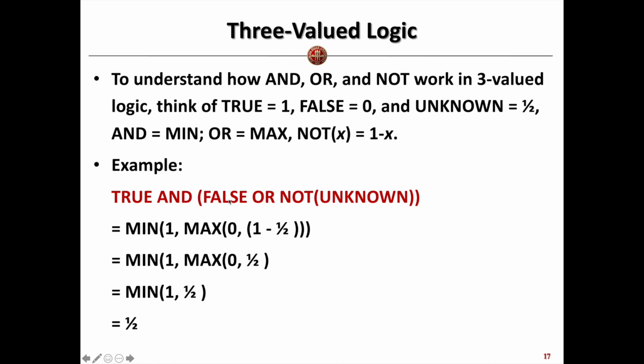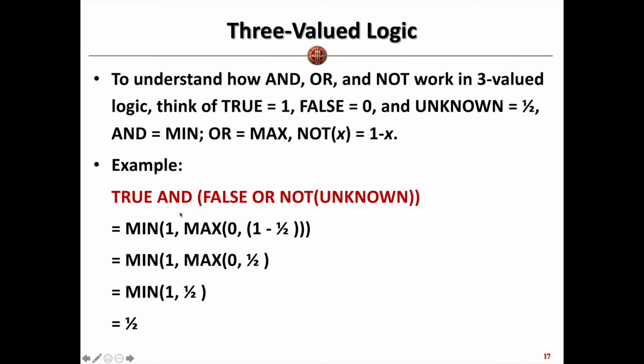Here we have false OR NOT unknown. According to the function above, OR equals max. Therefore, false OR NOT unknown equals max of false and NOT unknown, where NOT unknown equals 1 minus 1/2. False equals 0. Therefore, this expression equals max(0, 1 minus 1/2). And outside it, we have the AND operator, which we define as the min function. True equals 1, so we have min of 1 and the expression inside.